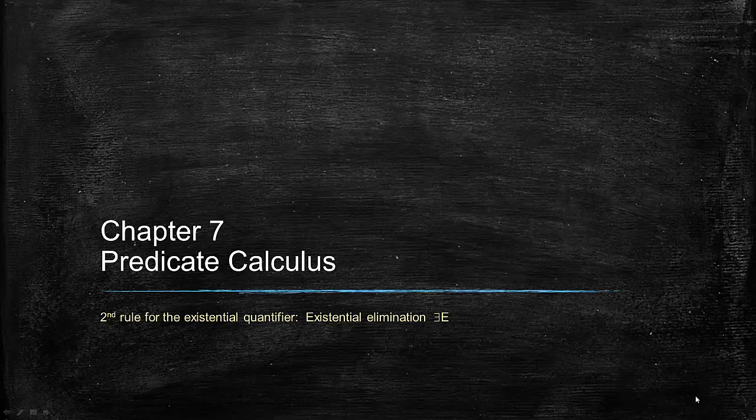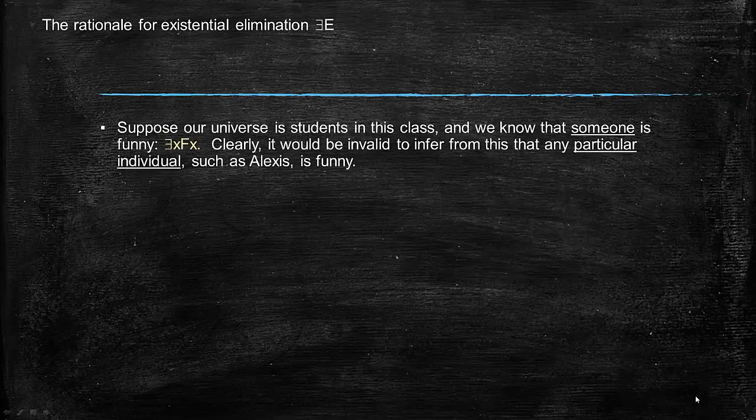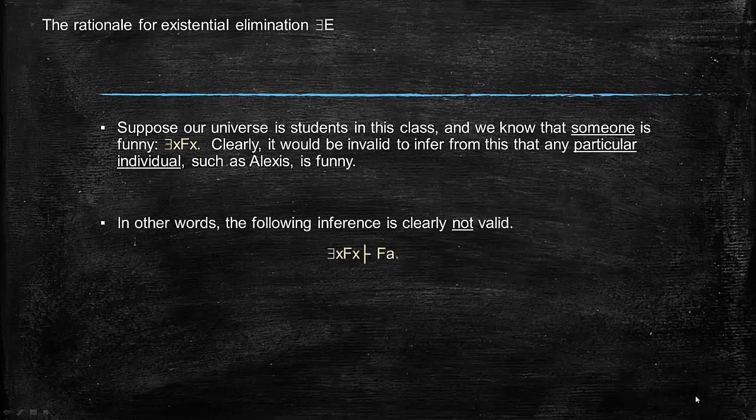All right, so our fourth and final inference rule for the quantifiers is existential elimination. So suppose our universe is our classroom, the students in our classroom, and we say truly that someone is funny. There exists an x, f of x. Now, pretty clearly, it would be wrong to infer from this that any particular individual, such as Alexis, is funny. So something like this, there exists an x, f of x, therefore f of a, is clearly not right. It's not valid and not something we'd want a rule to permit.